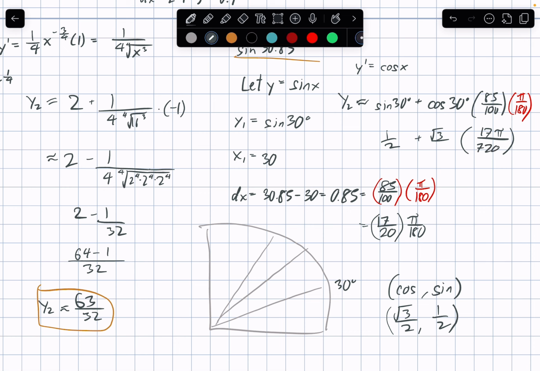Simplify these, you get 7,200. So that's the final answer.